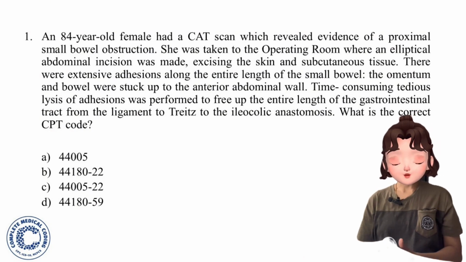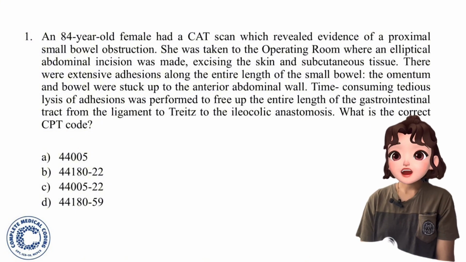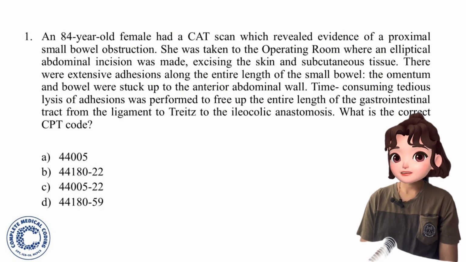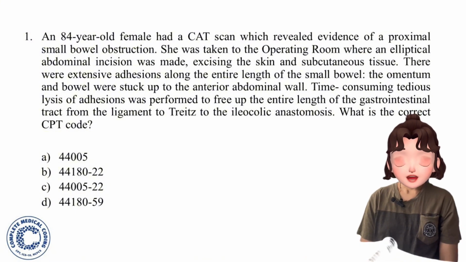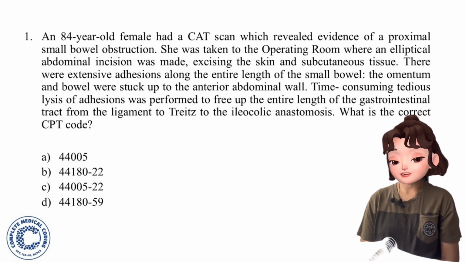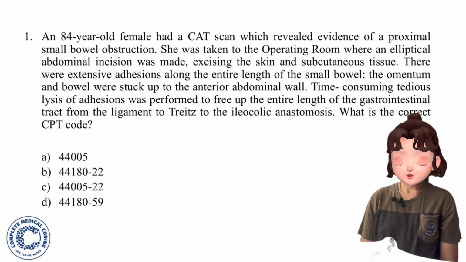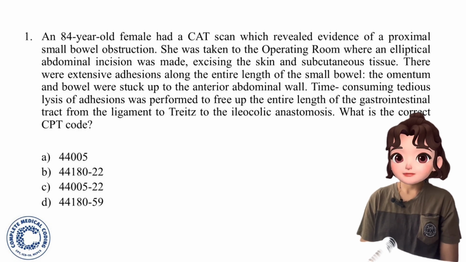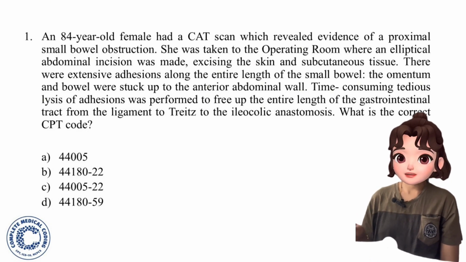Just open your CPT code book and go to the 40,000 series, the digestive system. Go to the first CPT code, 44005. What is 44005? Enterolysis. 44005 is enterolysis, freeing of intestinal adhesion, separate procedure. So, freeing of gastrointestinal tract adhesion, separate procedure, enterolysis. Let's check all the options, all the CPT codes.